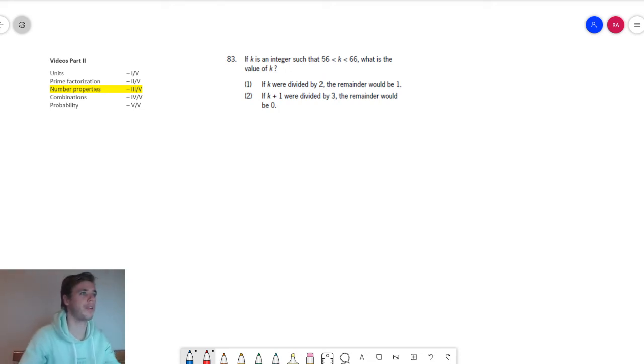Okay, I also received, I think, 3 mails about this question, why it was that specific answer, and how you should tackle these kind of data sufficiency questions. The question is as follows: if k is an integer such that 56 is smaller than k and k is smaller than 66, what's the value of k? And then we get the first statement: if k were divided by 2, the remainder would be 1.